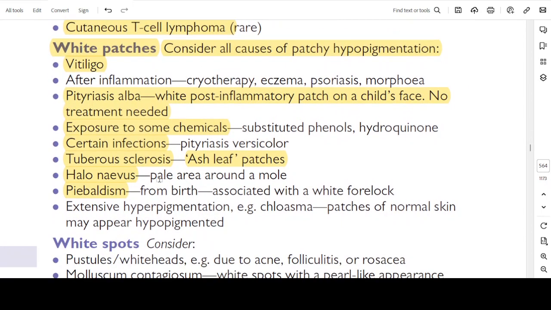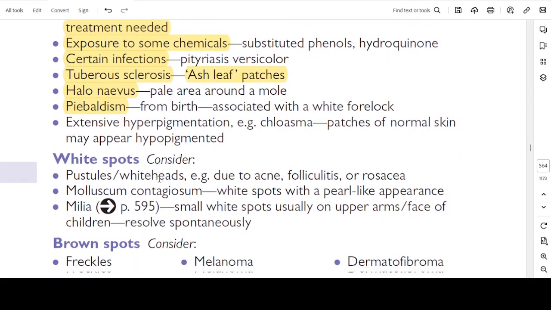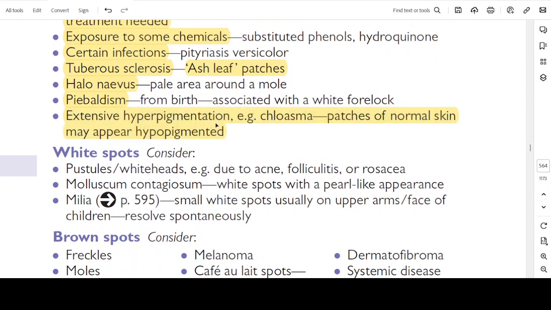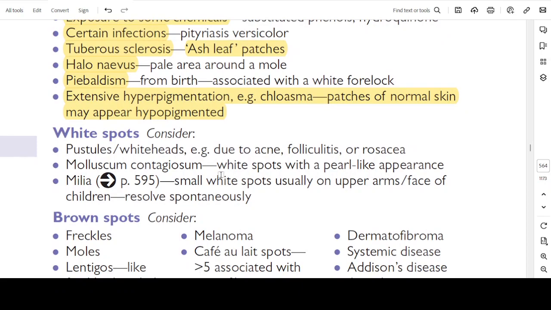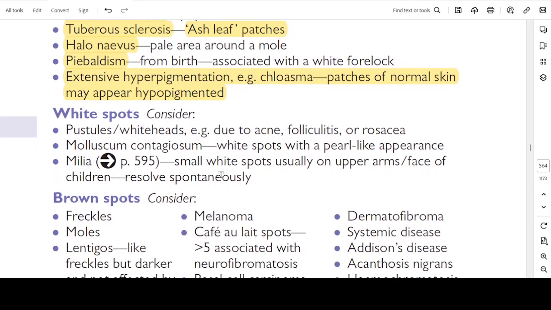Extensive hyperpigmentation. Extensive hyperpigmentation like chloasma, patches of normal skin may appear hypopigmented. So when there is extensive hyperpigmentation, the normal skin may appear hypopigmented.